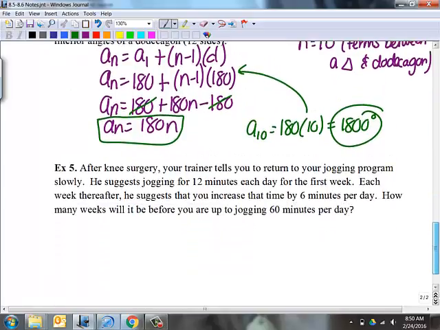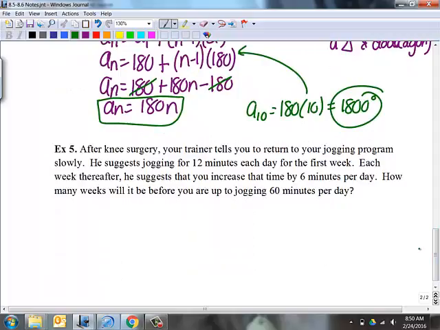Okay, last one. After knee surgery, your trainer tells you that you can return to your jogging program slowly. He suggests jogging for 12 minutes each day for the first week, and each week thereafter he suggests that you increase that time by 6 minutes per day. How many weeks will it be before you're up to jogging 60 minutes per day? So what is the 12 minutes? A1. What is the 6 minutes? D. That's what it's changing by each week.